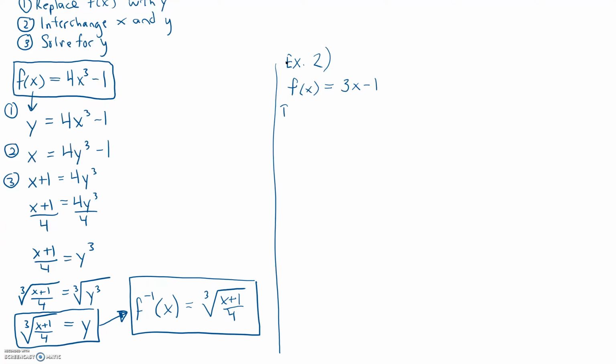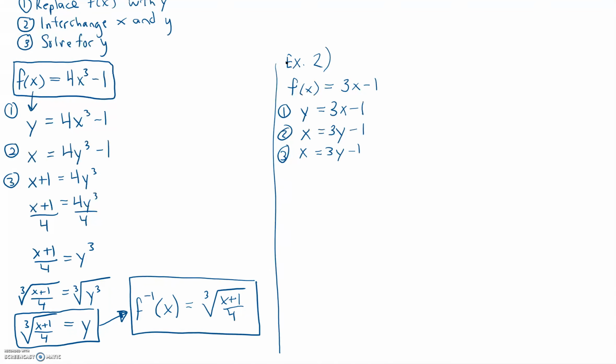Same idea. Go through the steps. Let's start with the first step where we replace f of x with y. So we're going to say y equals 3x minus 1. Second step, y equals x, so let's interchange them. And now we can start to solve for y.